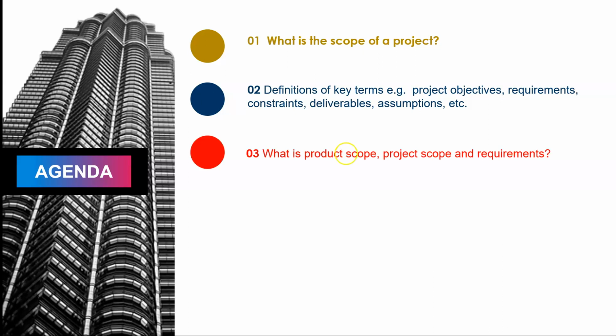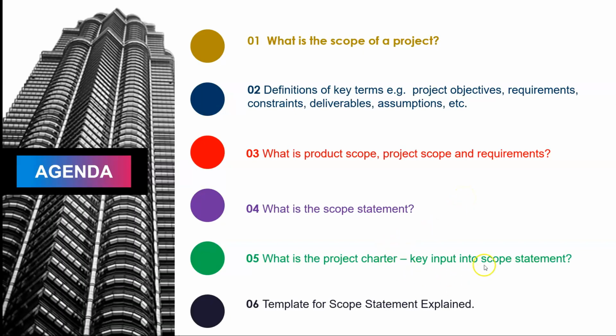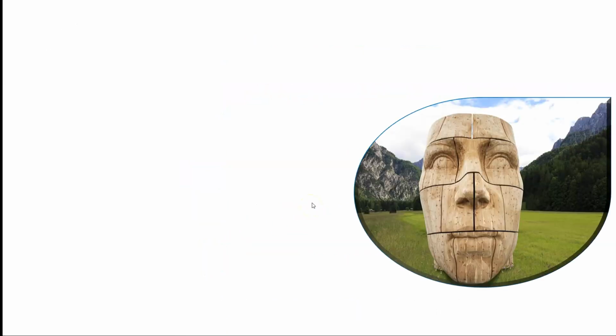We're going to be looking at what is product scope, what is project scope, and what are requirements. What is the scope statement? What is the project charter, which is a key input into the scope statement? And we are going to finally end with just looking at the template and explaining it. So let's look at scope.